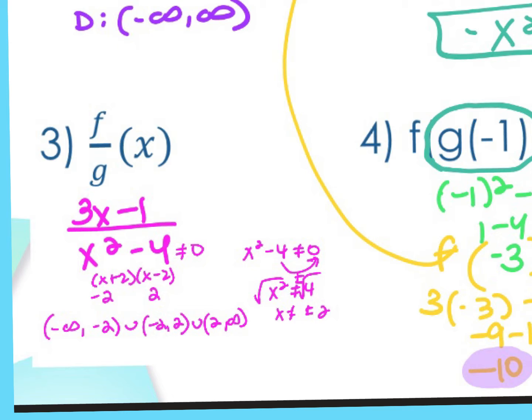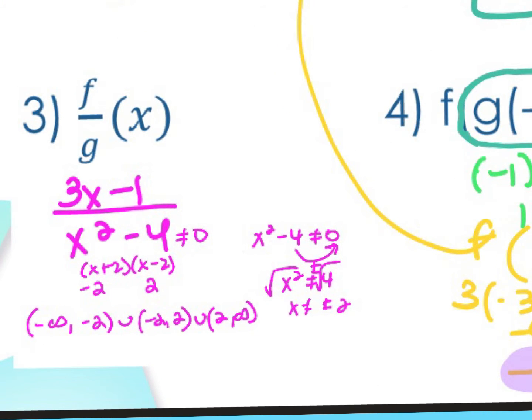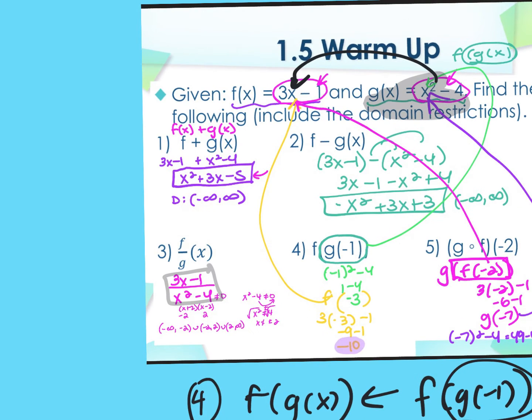Wait, can you work on it? Number 3, yeah. So you're fine on the setup, like putting f of x over g of x. It's 3x minus 1 over x squared minus 4, right? So the originals, neither of them had something to carry down.